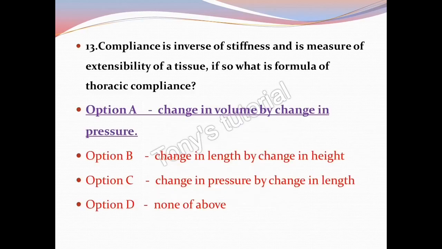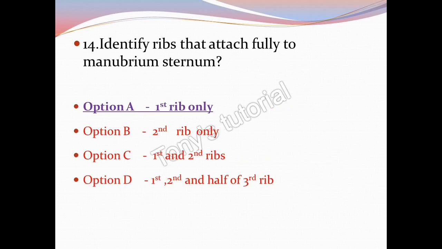And when we move on to the next question, which is all about compliance, which is actually the inverse of stiffness, right? It is the inverse of stiffness. That means it is indirectly referring to flexibility. This is very important in infants and in adults, the compliance of the chest wall, because it is helping in the movements. And the answer was option A itself, the correct one.